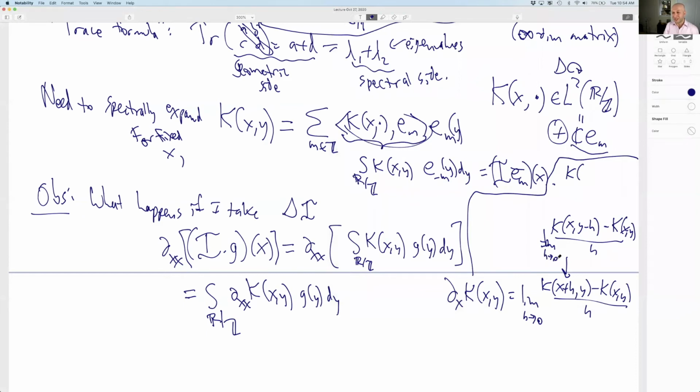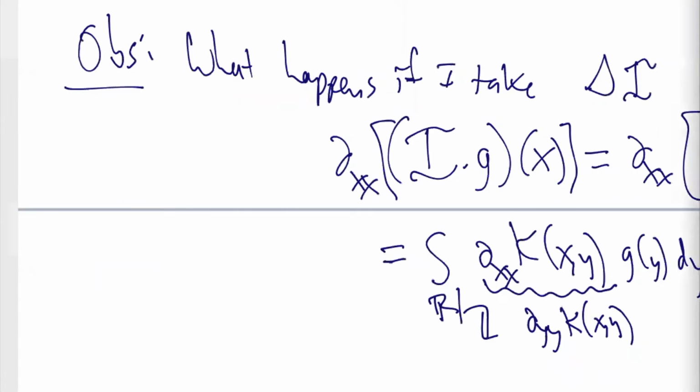So if I replace h by minus h, I get k of x, y plus h minus k of xy over minus h. And of course, this goes to the derivative with respect to y of k of xy with the minus sign. And so when I do it twice, as I'm doing it here with the Laplacian, it's the same thing as two derivatives in y of kxy. Does that make sense?